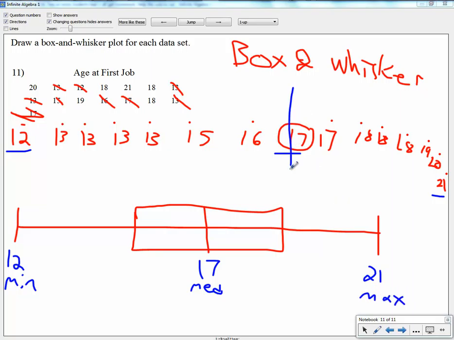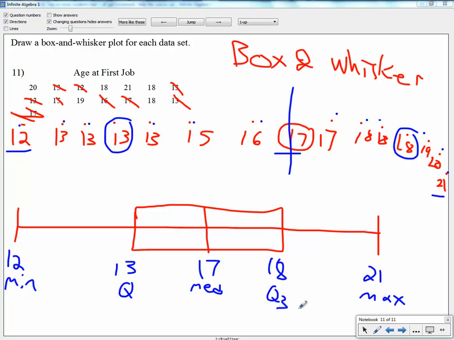Next we want to split this in half, so we have 1, 2, 1, 2, 1, 2. This is my quartile 1, my Q1. And so we have 1, 2, 1, 2, 1, 2, and this is my Q3. And that's it.